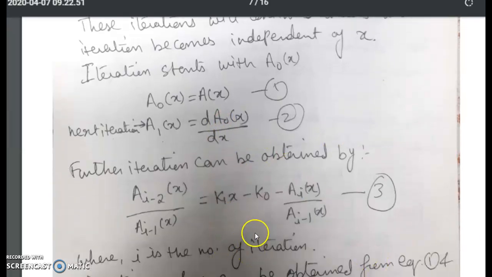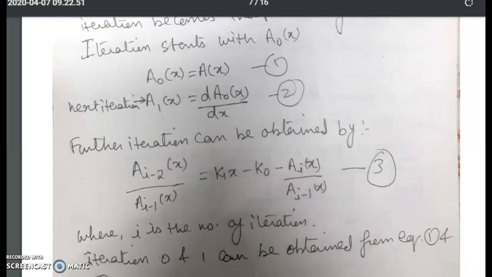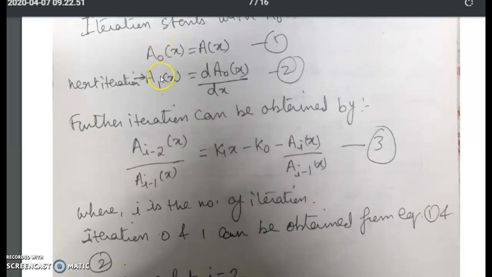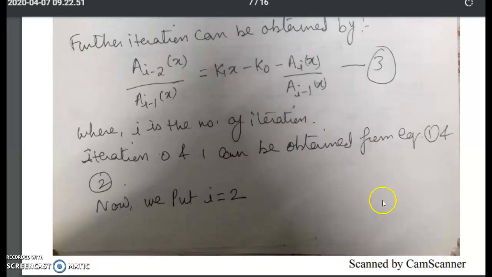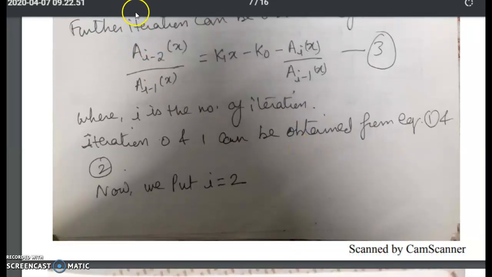Further, the iterations can be obtained using the Sturm equation. According to the Sturm equation, a(i minus 2)(x) upon a(i minus 1)(x) is equal to k1 x minus k0 minus a(i)(x) upon a(i minus 1)(x). So till now we had put i equal to 0 and i equal to 1. Now we will put i equal to 2. When we put i equal to 2, the equation becomes a(2 minus 2), that is a0(x), upon a(2 minus 1), that is a1(x), is equal to k1 x minus k0 minus a2(x) upon a1(x).